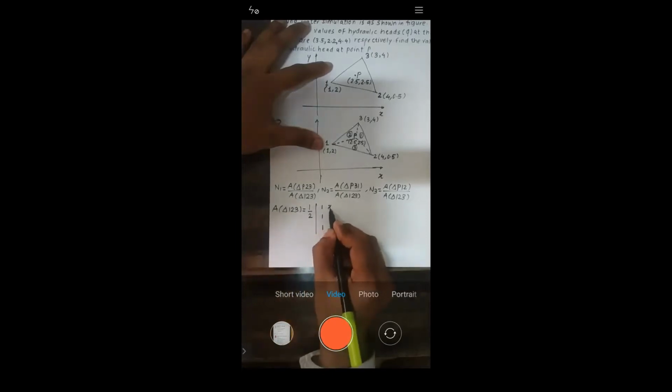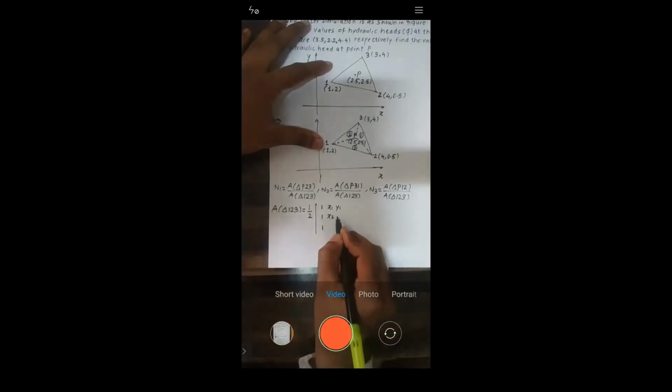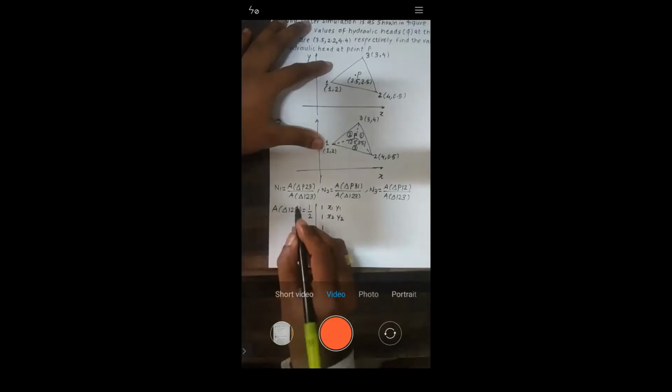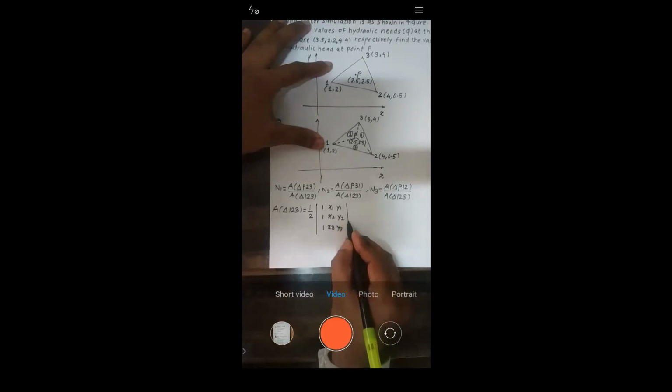It is x1, y1, right? What is the coordinate of node 2? It is x2, y2. And what is the coordinate of node 3? It is x3, y3. Say yes or no. Let me know, is it understood or not?